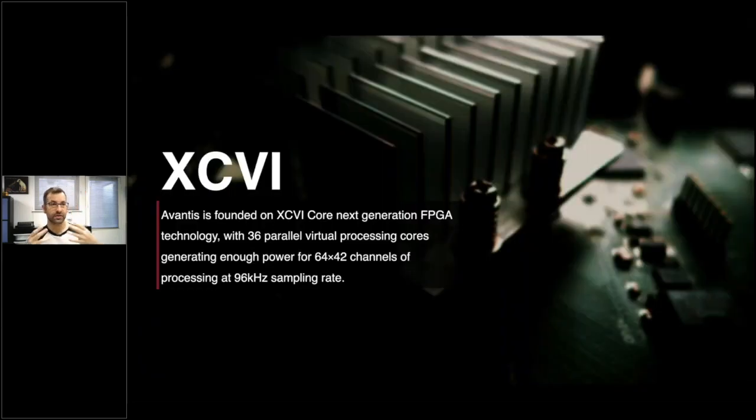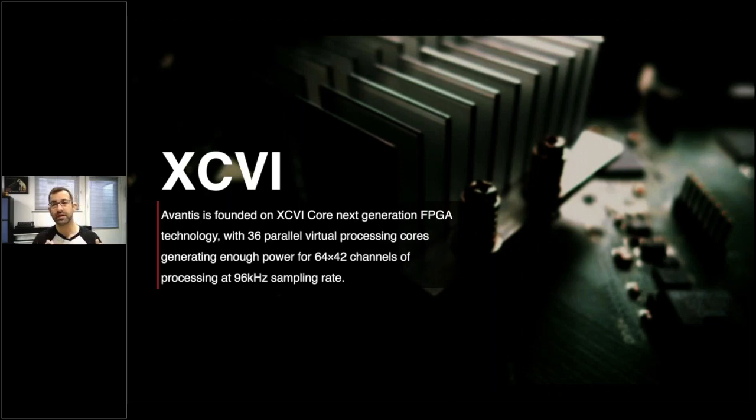So again, without going into an Avantis presentation, the XCVI processing core. So what's the difference between XCVI processor and DSP? Well, essentially it's next generation processing core. So rather than using DSP chips like older generation technology, in the same way that you have a processor inside your computer, which might be an AMD or an Intel doing all the processing, all of the audio processing in Avantis is done in our FPGA processing core.